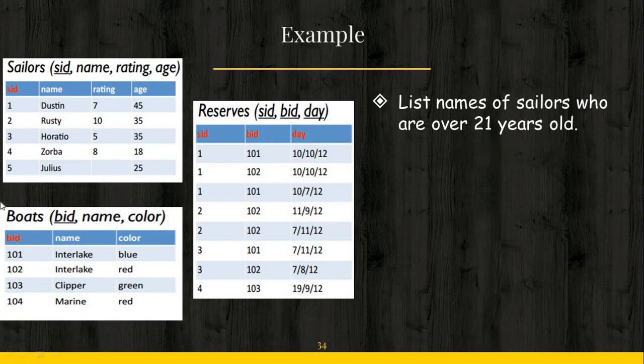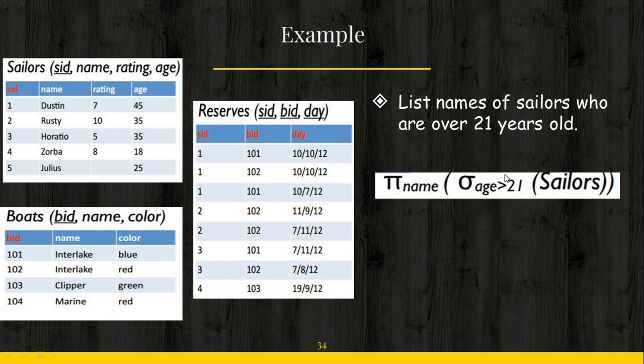Okay, now we have to find the names of sailors who are over 21 years old. That means from the sailor table, if I look at the age column, I can say that apart from Dorba, who is actually 18 years old, all other sailors are older than 21 years old. So this is the relational algebra, and here is the sigma section, age is greater than 21.